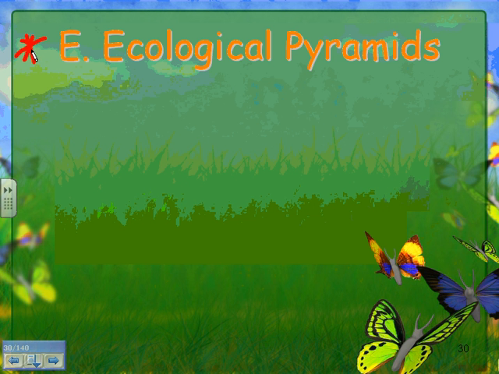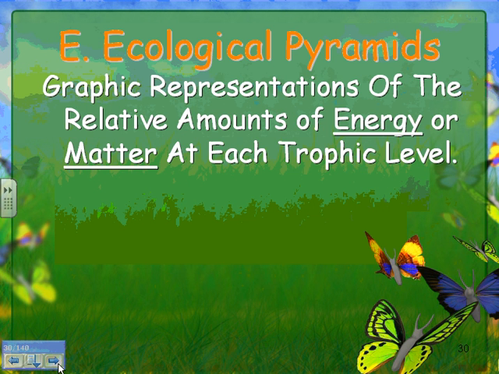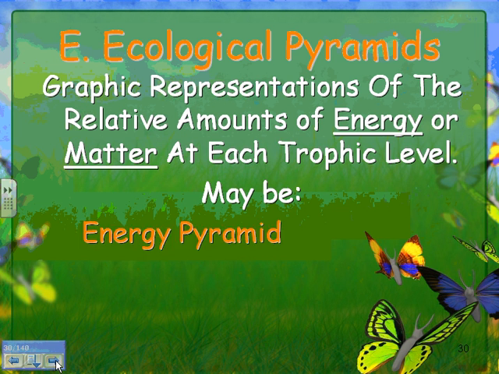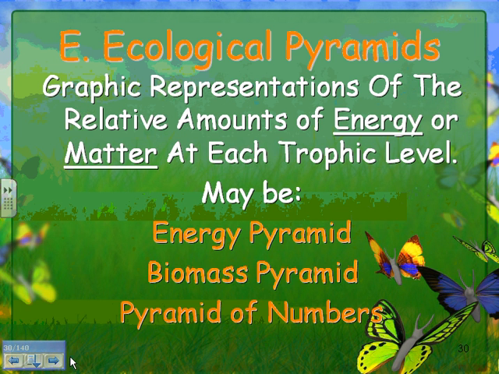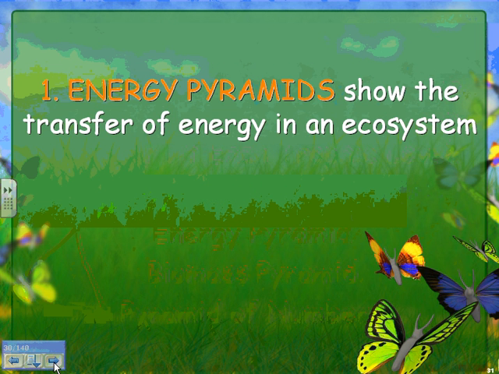There are a few different types of ecological pyramids. The first one that we're going to talk about, well, an ecological pyramid, what is it? First of all, it's a graphic representation. In other words, it's a picture of the relative amounts of energy or matter at each trophic level. This is where the whole trophic level thing gets important. You can have an energy pyramid, a biomass pyramid, or a pyramid of numbers. All three look like pyramids, except sometimes a pyramid of numbers looks a little weird.